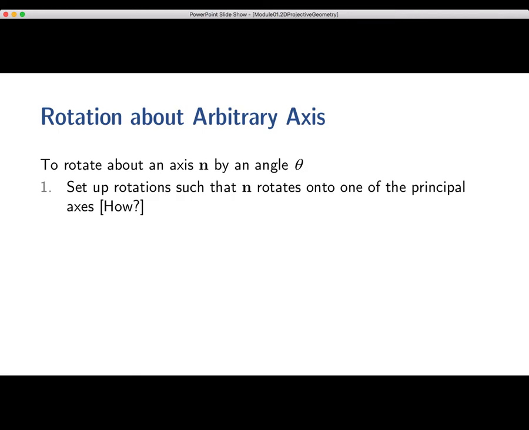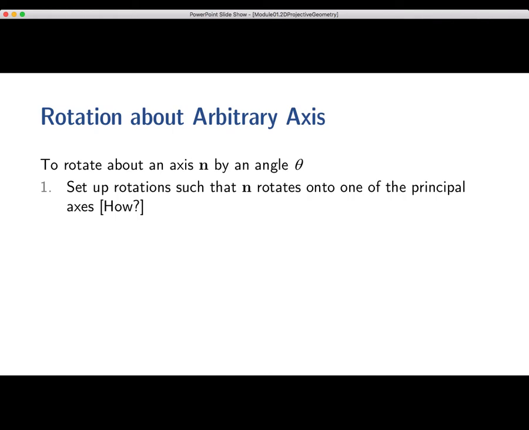All right. So I would set up a rotation such that n rotates onto one of the principal axes. Let's assume that the axis is passing through the origin. So how would I set up that rotation? Okay, so there are two ways here.